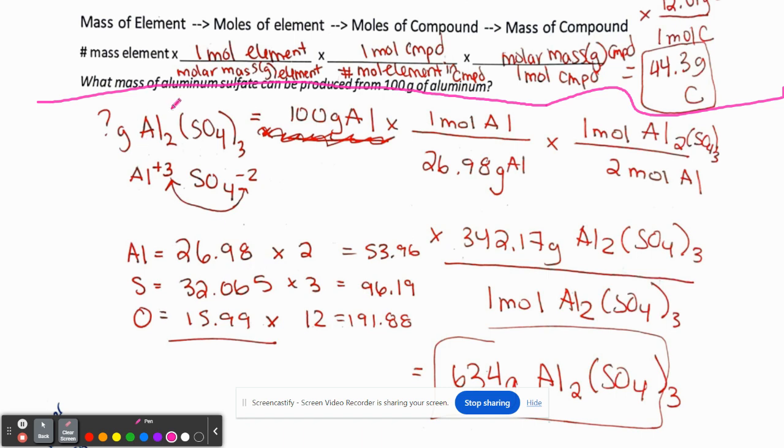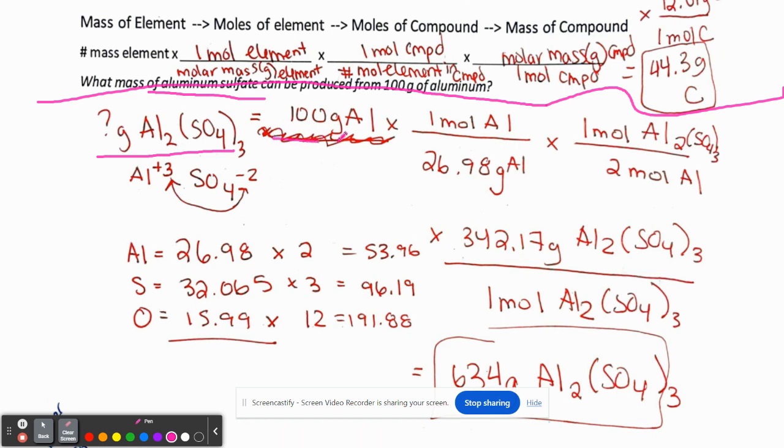Okay, so my question is, what mass of aluminum sulfate can be produced from 100 grams of aluminum? So in this problem, remember last semester, the naming of compounds, we learned that. You're going to have to figure out what is aluminum sulfate, and you're going to have to balance the charges so that you know what the correct formula is. Aluminum is Al, sulfate is SO4. You're going to have to balance the charges. So there's Al2(SO4)3. This is the correct compound. We want to know the number of grams of that compound.